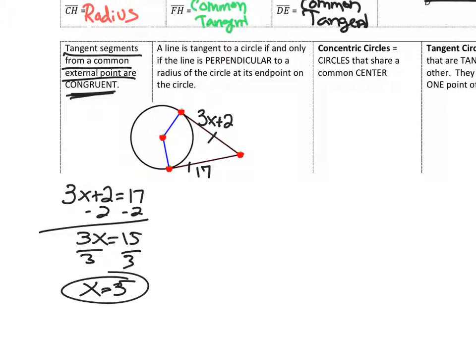Now the next one says a line is tangent to a circle if and only if the line is perpendicular to the radius of the circle at its endpoint on the circle. So what that's saying is that these are right angles. They have to be right angles. Sometimes we may have to use the Pythagorean theorem to figure out if they are right angles.